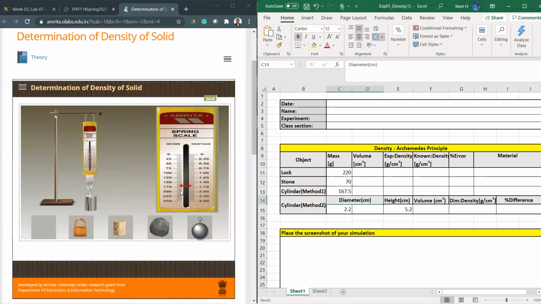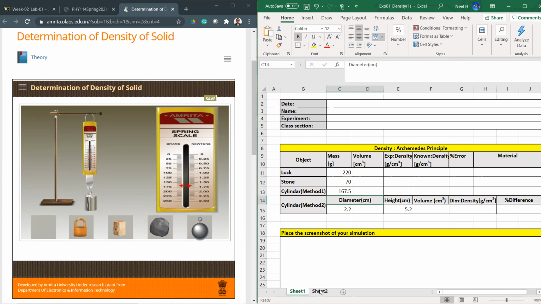Okay, so we have all the mass measurements done. Anybody have any question, difficulty? How do we measure the volume? We're going to talk about that in a bit. If there's no question on the mass measurement, then we'll continue to the volume measurement.